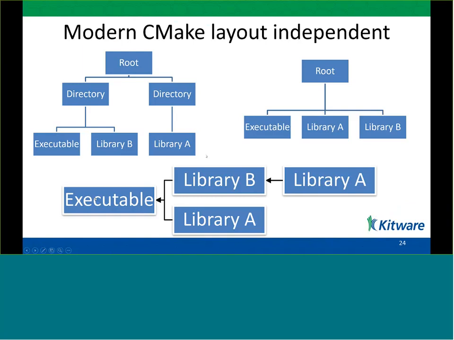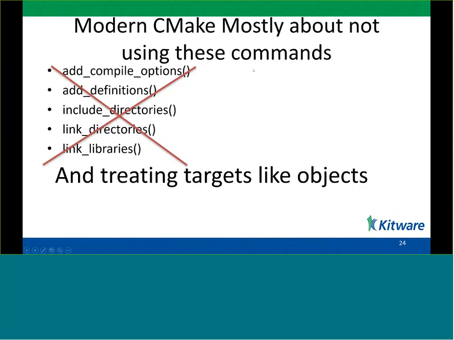Really what you want is this graph right here where the executable uses library B and library A, and then library B uses library A, that's fine. And then all the flags and compile options, link options just work. And it doesn't matter what your actual directory layout looks like. So mostly modern CMake is about not using these commands, you know, add_compile_options, anything that affects a whole directory and down, and then treating the targets like objects.